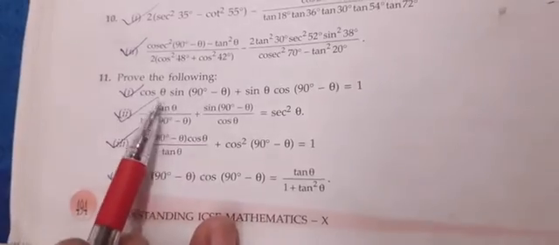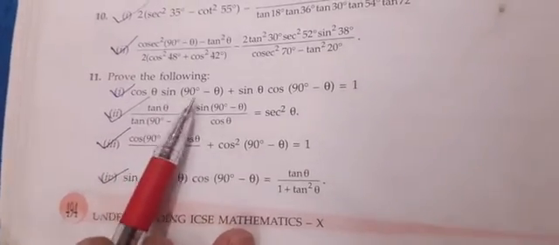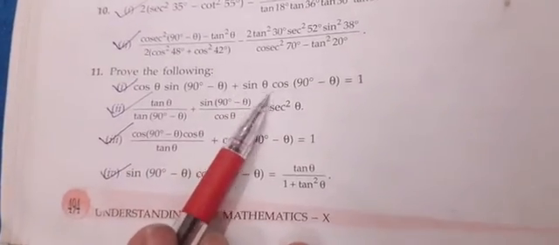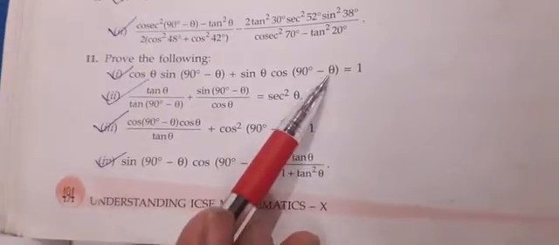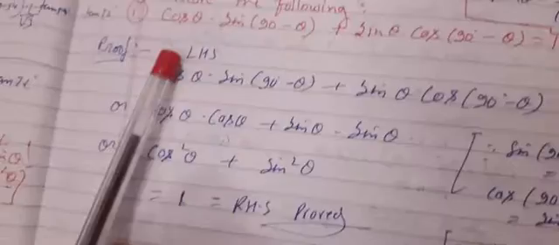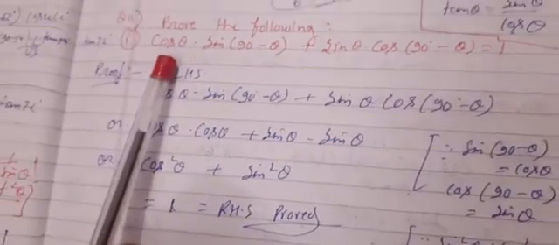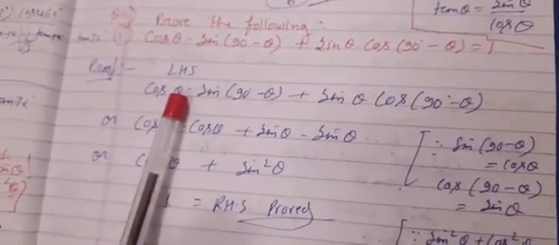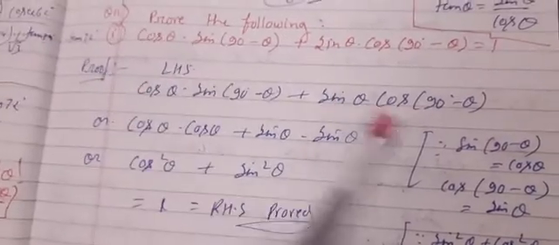Prove the following: cos theta into sin(90 degree minus theta) plus sin theta into cos(90 degree minus theta) is equal to 1. So we are going to prove it. Let's see. First of all, we have copied the LHS as it is.